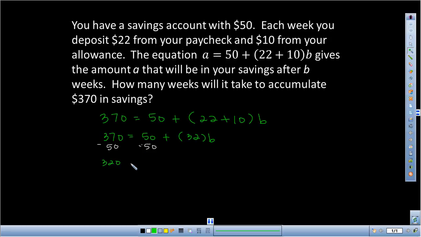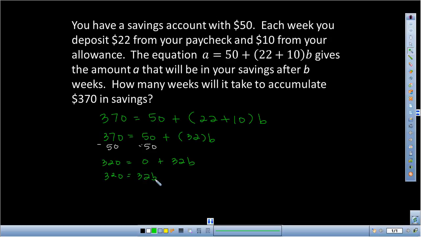These two values are opposites. Their total is 0, because additive inverses always give us 0. And then we have 32 multiplied by B, which is 32 B's. Well, 0 added to 32B is just 32B because of the additive identity, and so we can write this equation as 320 is equal to 32B.